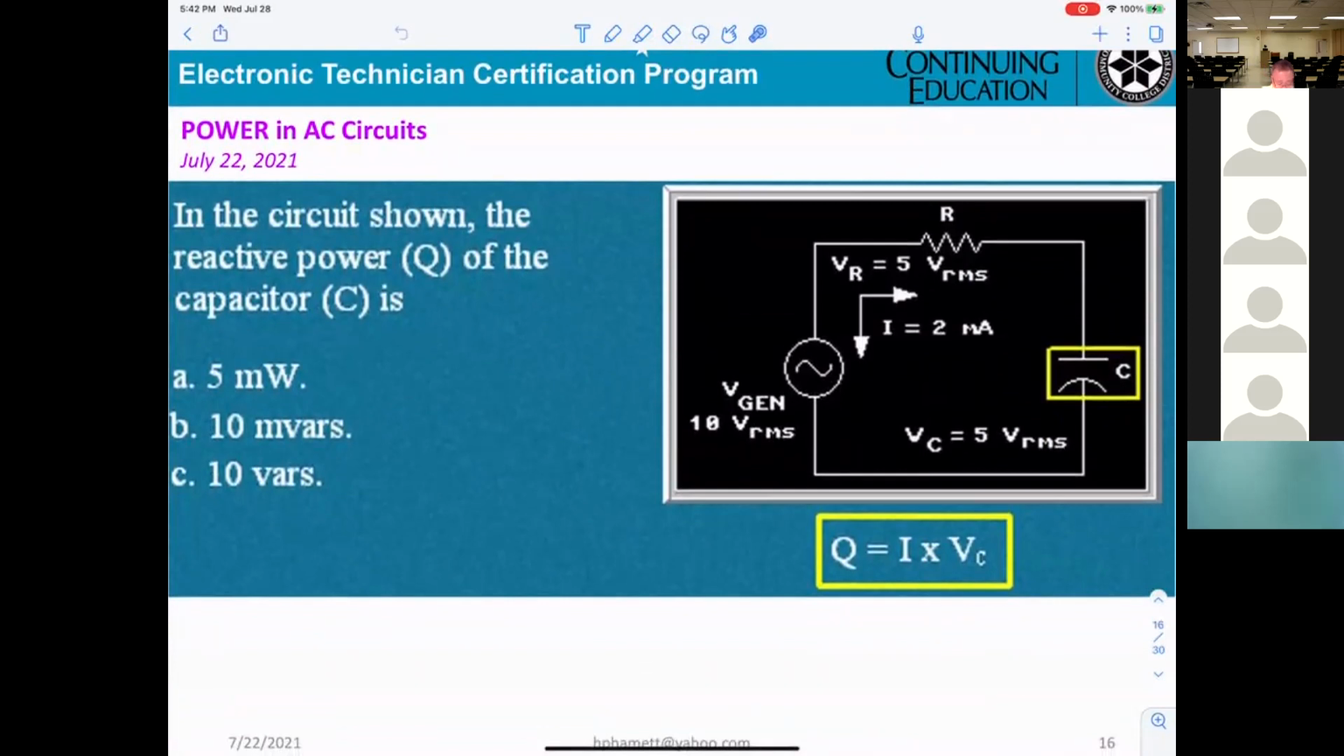Now you can see this is a circuit here. You have a 10 volt EMF, VR equals 5, VC is 5 VR max. Now, the reactive power of the capacitor C is which one, A or B or C?